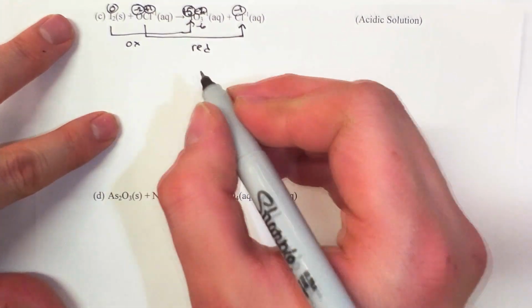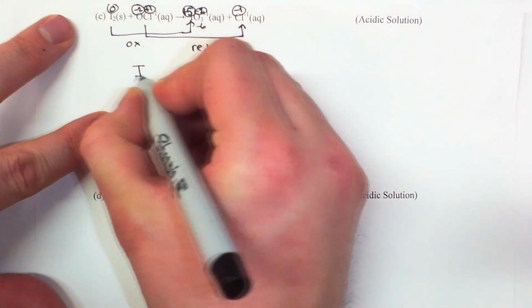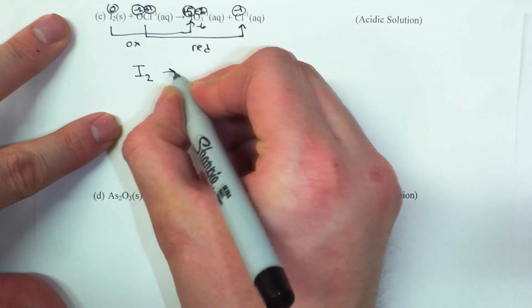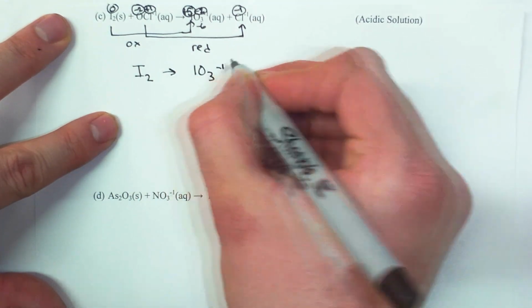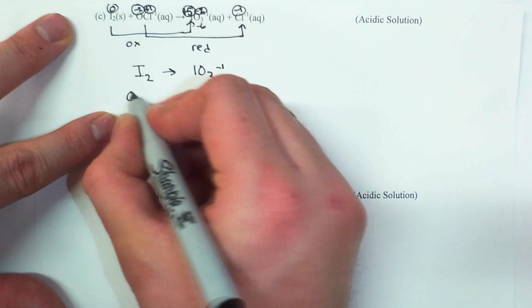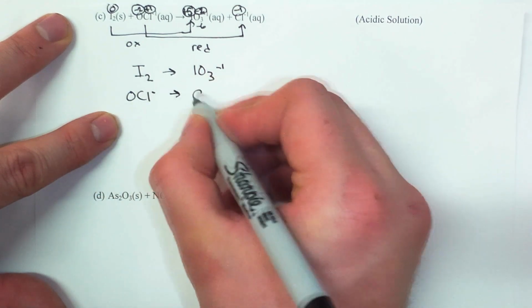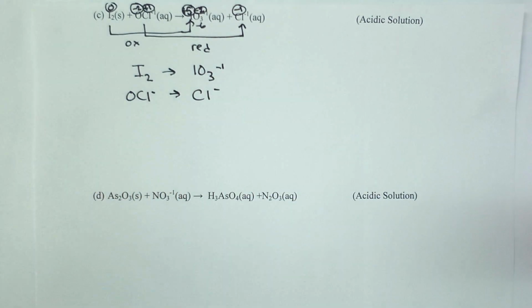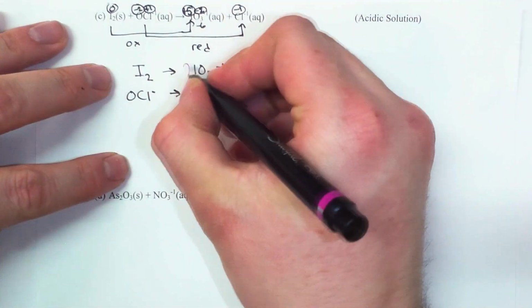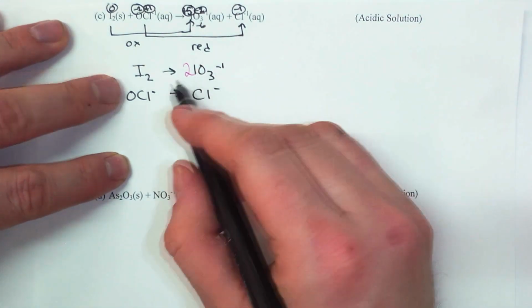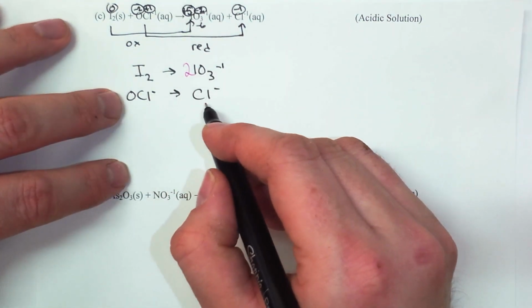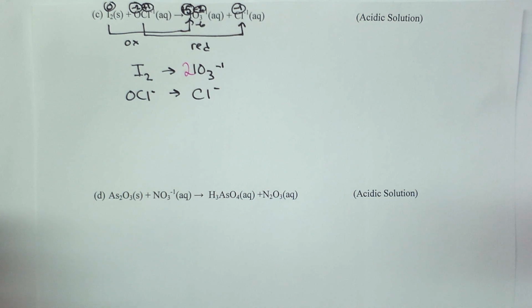Let's write out our half reactions. I2 goes to IO3 -1, and OCl minus going to Cl minus. So we have our two half reactions, the ones that are connected by the arrows. Now what we'll do is we'll balance anything that's not hydrogen or oxygen. So we put a 2 in front of the I here. So we have 2 iodine on both sides. The chlorines are balanced, so we're done with that step.